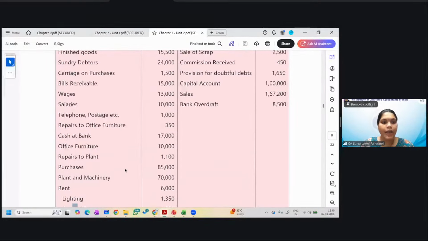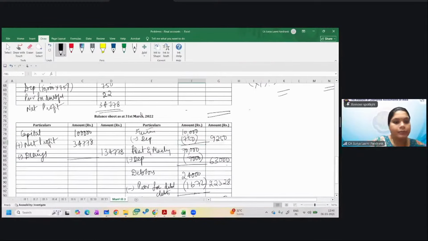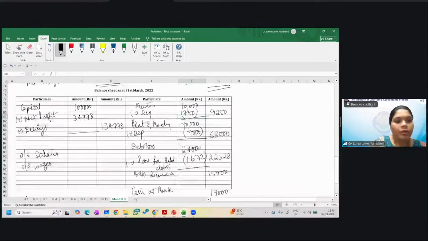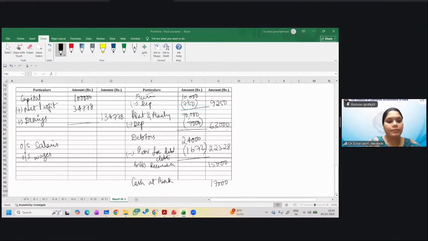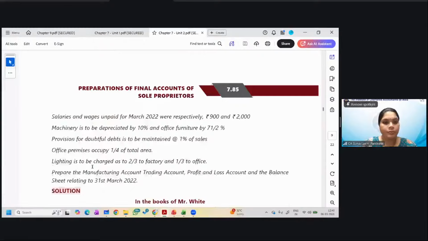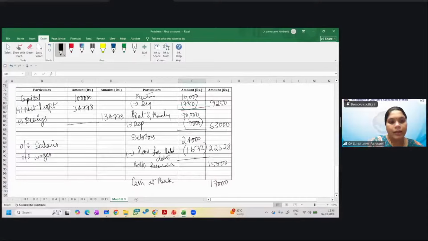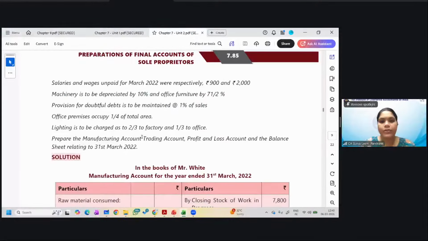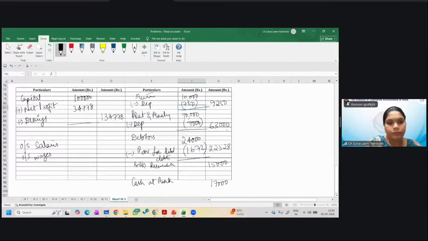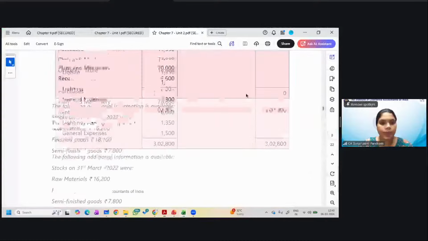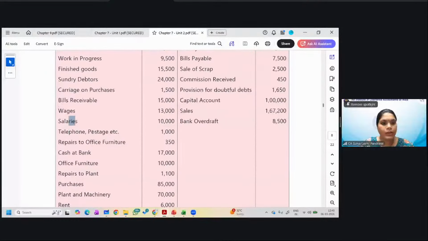Right? I think we had some outstanding things now for wages and salaries that we will have. Outstanding salaries and outstanding wages. How much is outstanding salaries? Outstanding salaries is 900. Outstanding wages is 2,000. Okay. Done. I'll go back again. So all these are done.